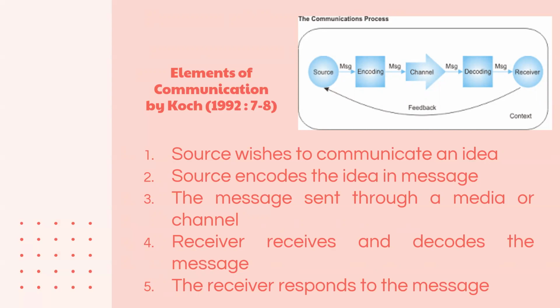And then the third one is that the message is sent through a media or channel. And the fourth one is that the receiver receives and decodes the message by hearing or seeing our message. And then the last one is that the receiver responds to our message. So the difference between the process of communication by Koch and Crane is that Koch uses simpler language to explain to us the process of communication.